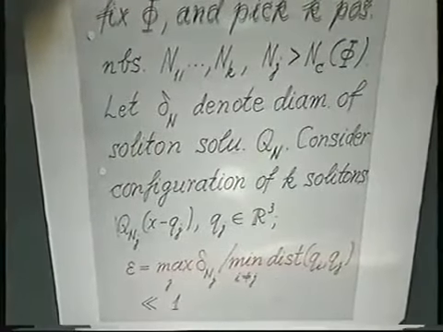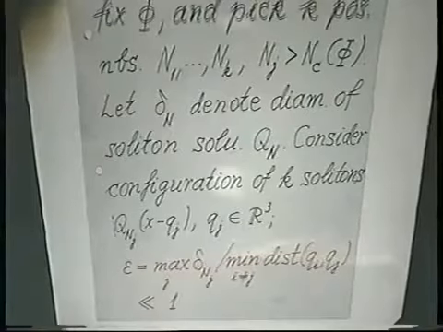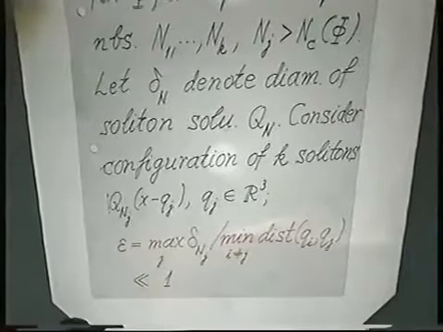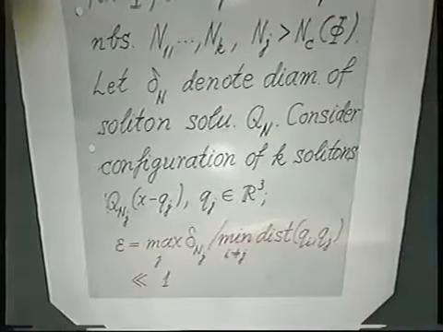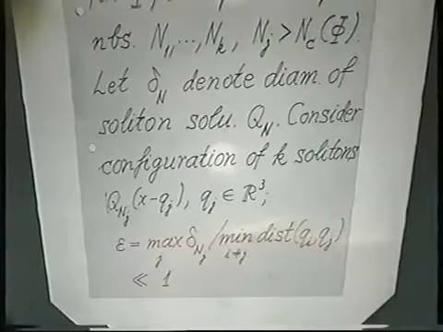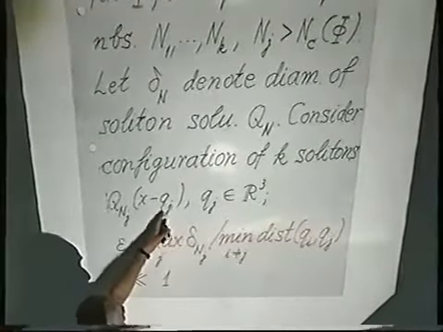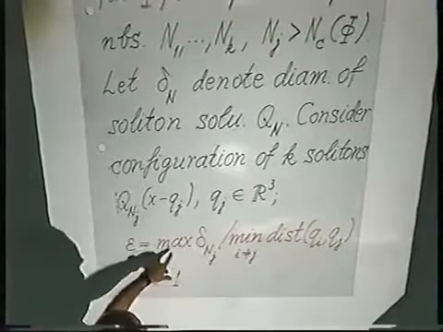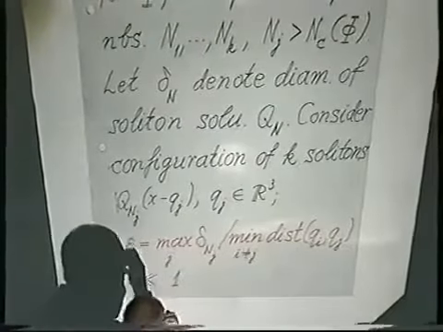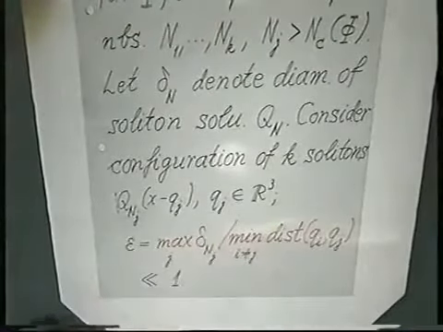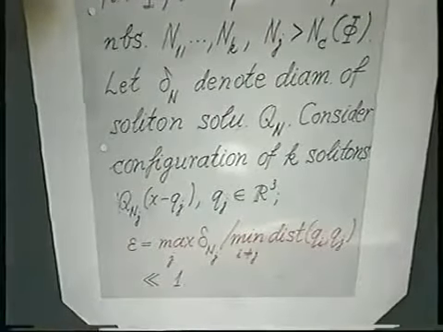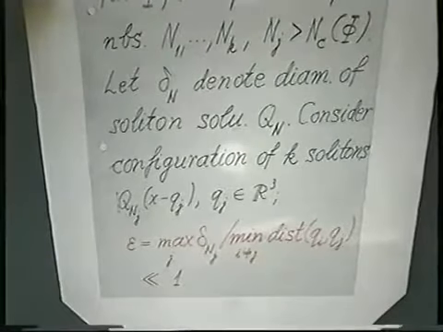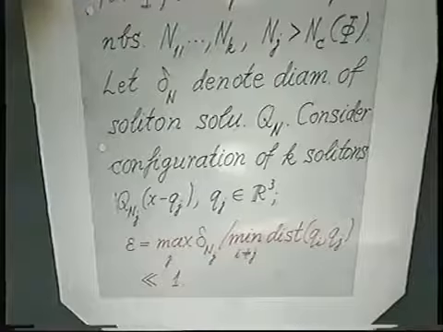Let delta n denote the diameter of one of these soliton solutions Qn, and let's consider a configuration of k solitons at positions q1 up to qk, and such that epsilon is the same as the maximum of the diameter of these solitons divided by the minimal distance between two distinct solitons. Let's imagine this parameter epsilon is much smaller than 1. Well, then you can imagine what happens.